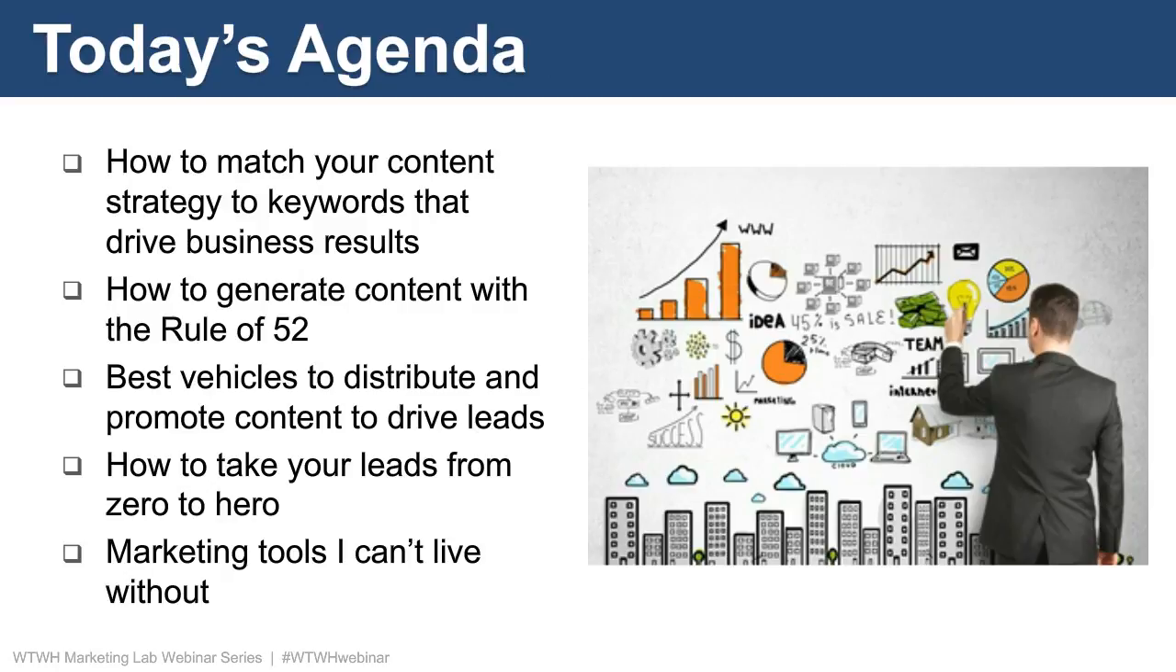In order to help you create a dedicated content marketing plan, this is what we're going to cover today. We'll first look at how you can match your content strategy to keywords that will help you drive business results. Next, you'll learn a really easy way to generate content with the Rule of 52. After that, we'll look at the best vehicles to distribute and promote content that will drive leads. Next, I'll show you how to take your leads and make them actionable ones that your sales team will really appreciate. And lastly, I'll show you a few of my favorite tools that make my job a lot easier, and I'm sure they could help you too.